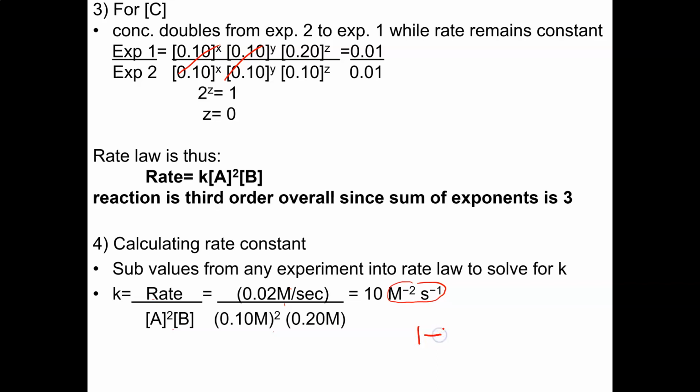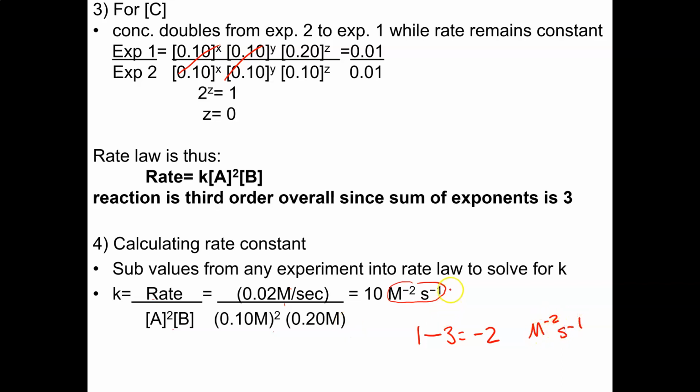1 minus the overall order. What's the overall order for this reaction? 3, right? What does that give me? Negative 2. What the heck do I do with a negative 2? That's going to tell you your exponent for molarity. So M to the negative 2, and s, the time, is always going to be to negative 1.